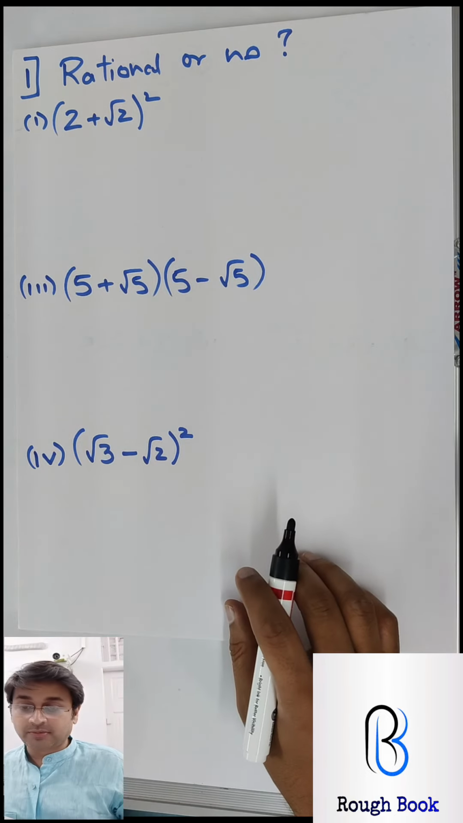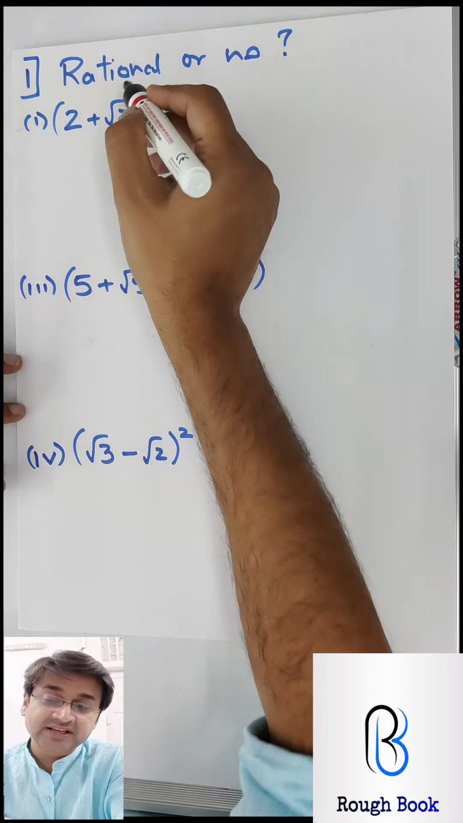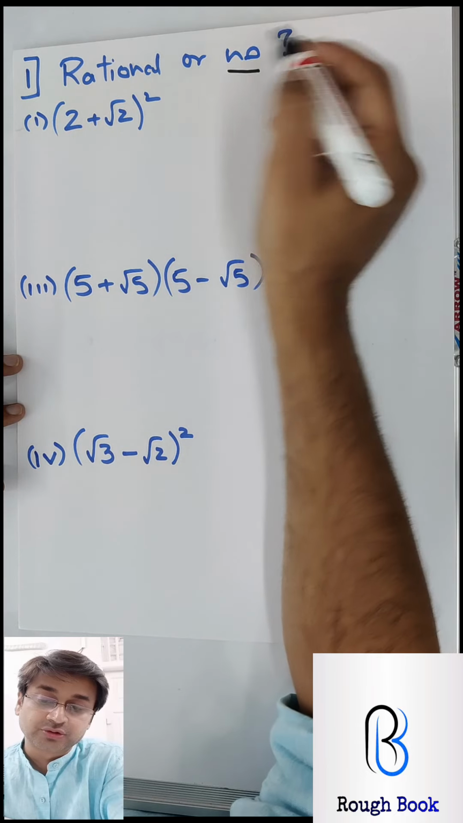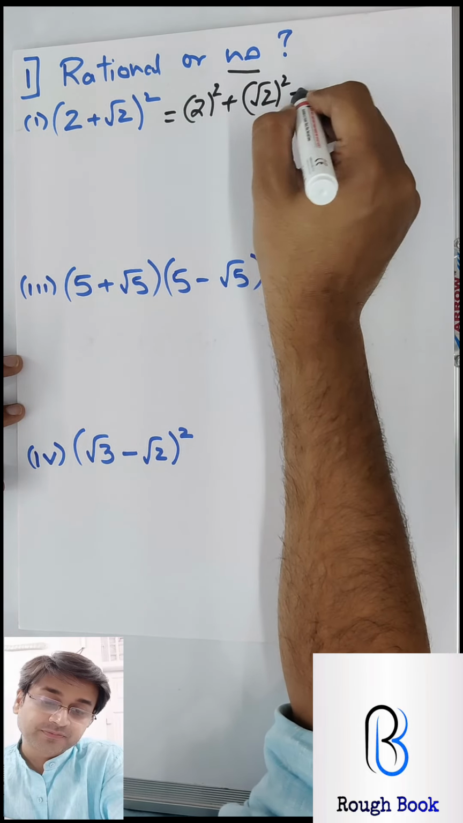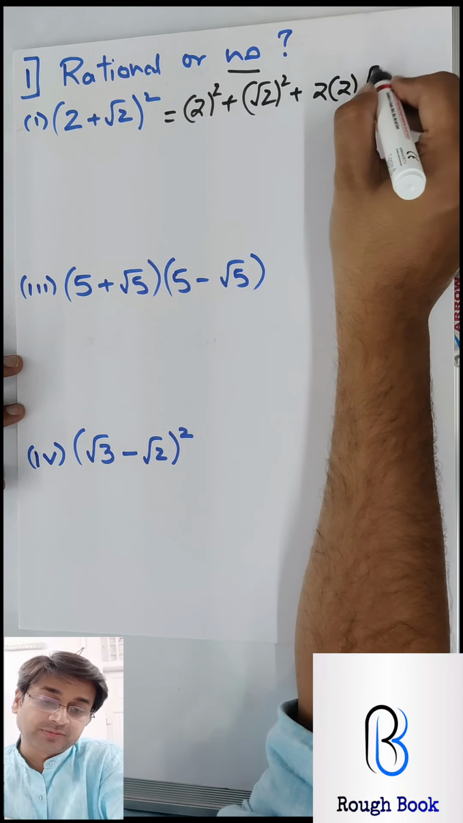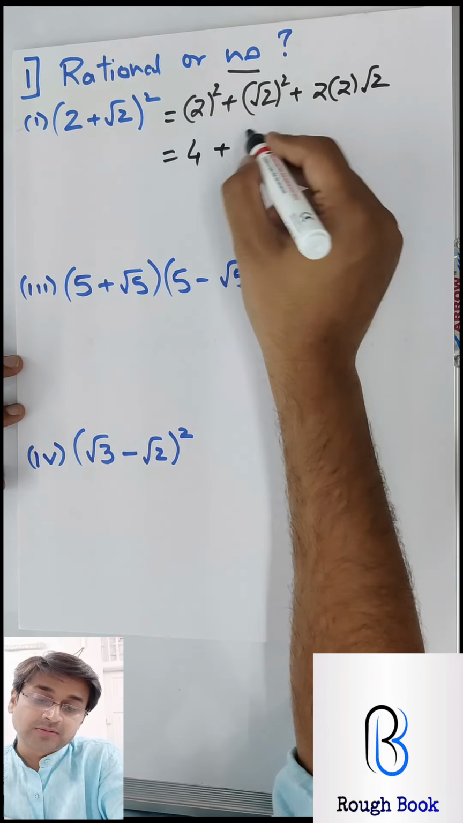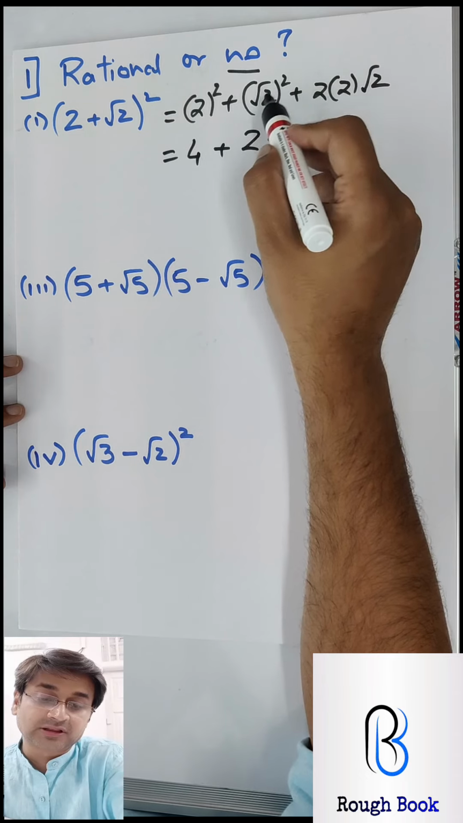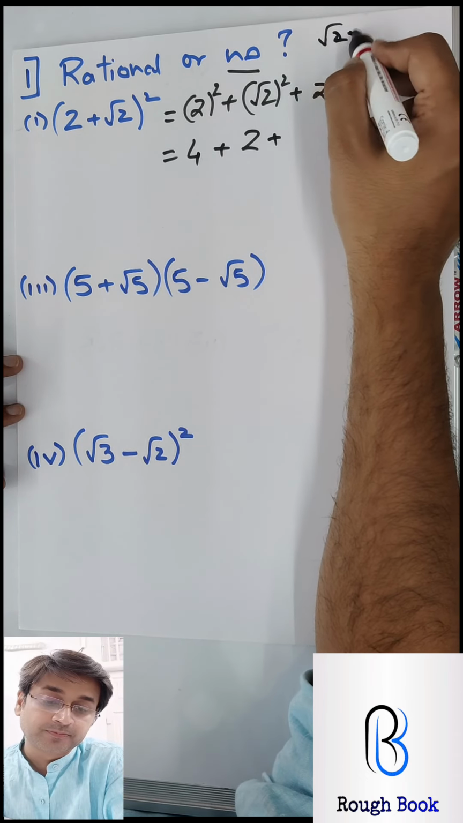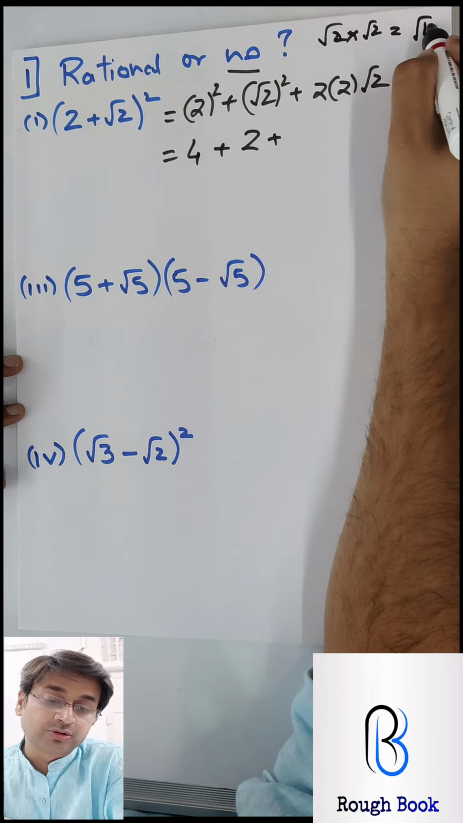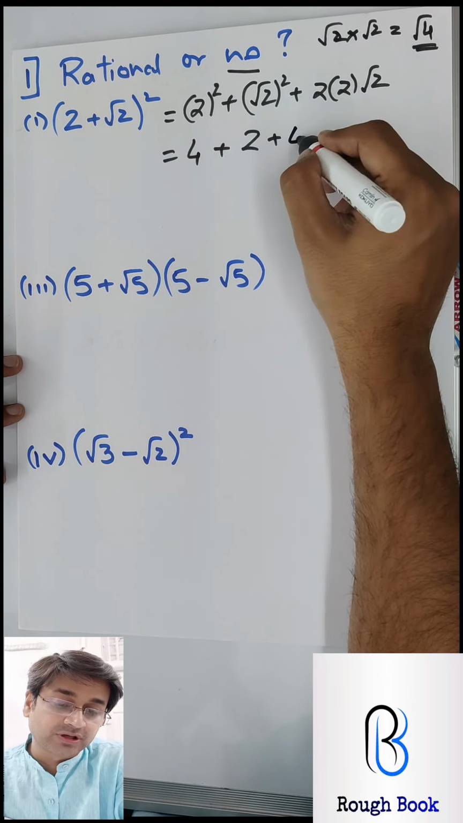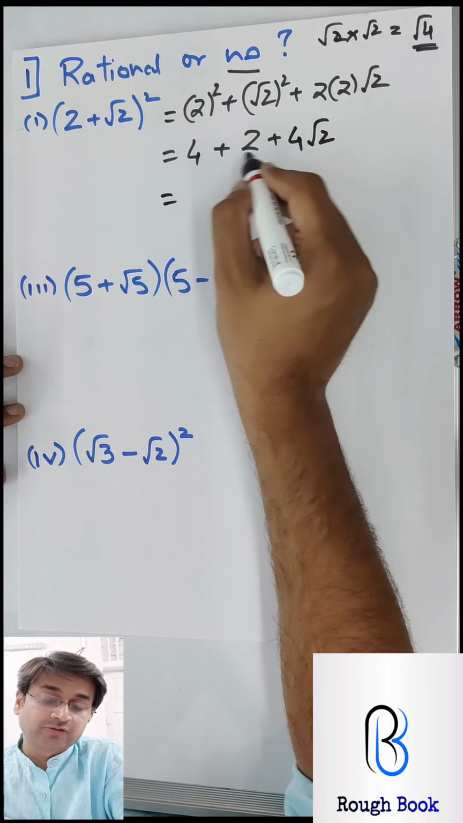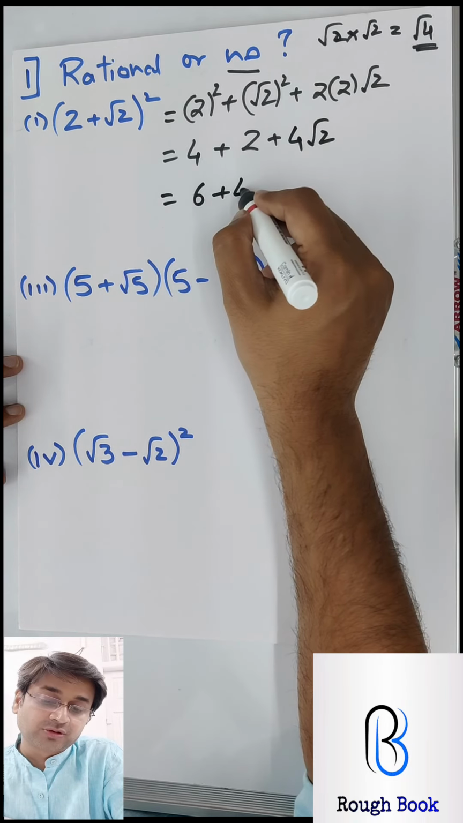So let's begin with sum number 1. First they say state whether it is rational or not. So you should solve it. A square plus B square plus 2AB, the formula. So this is 4 plus 2 root 2 square, meaning root 2 into root 2. Root 2 into root 2 is root 4. Root 4 is 2, we know that very well. 2 2s are 4, root 4 again is 2. So 4 plus 2, 6 plus 4 root 2.